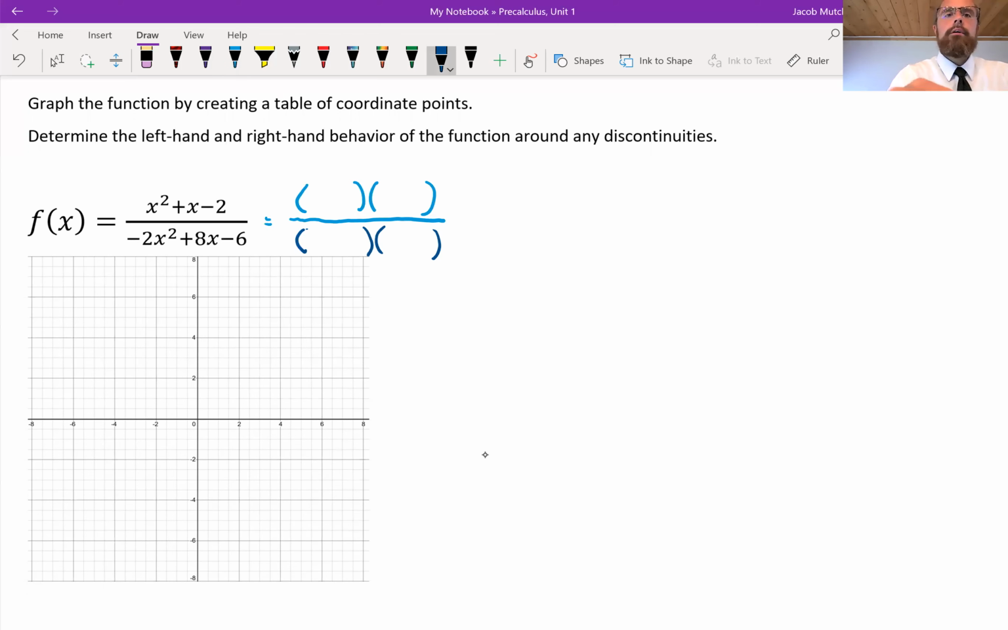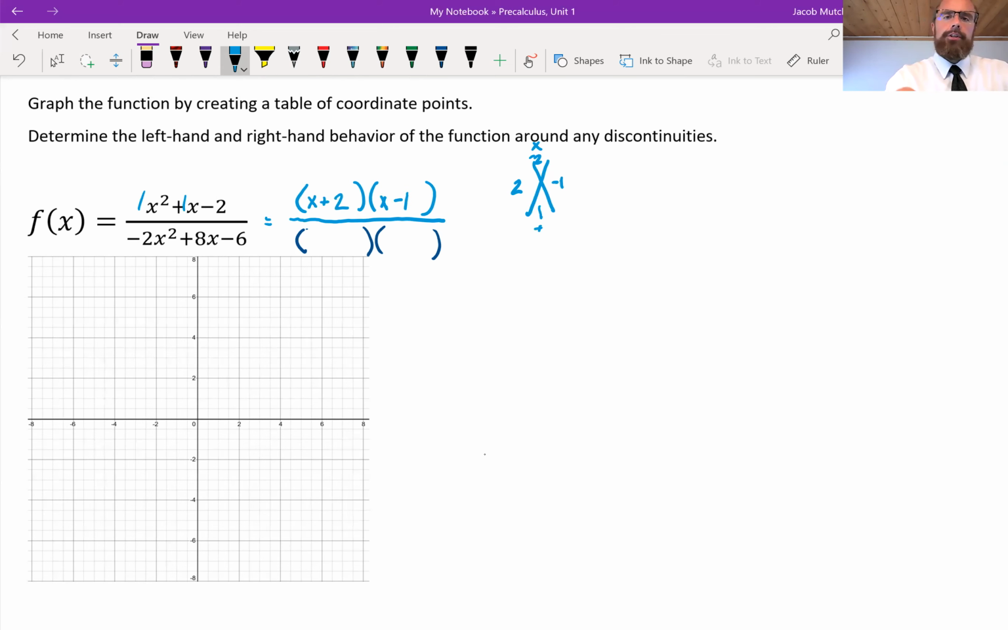So for the numerator, keep in mind what we're looking for. I'm going to put coefficients of 1 for the A and the B, is what multiplies to the C term, -2, but adds up to the B term, +1. So what two numbers would multiply to -2 but add to +1? Multiply to -2, add to 1. Excellent. So 2 times -1 is -2. 2 plus -1 is 1. So this numerator would factor as x plus 2 times x minus 1.